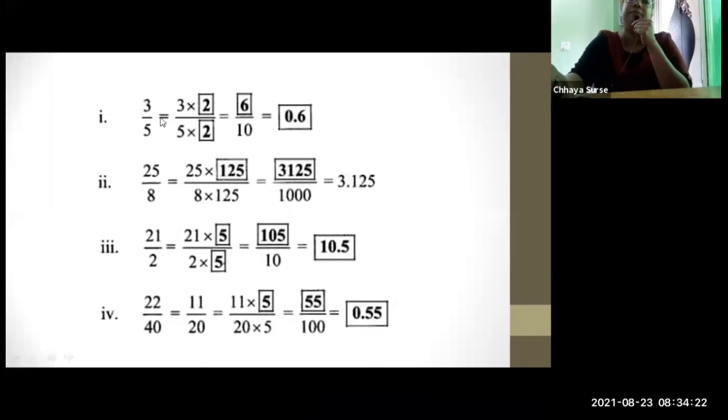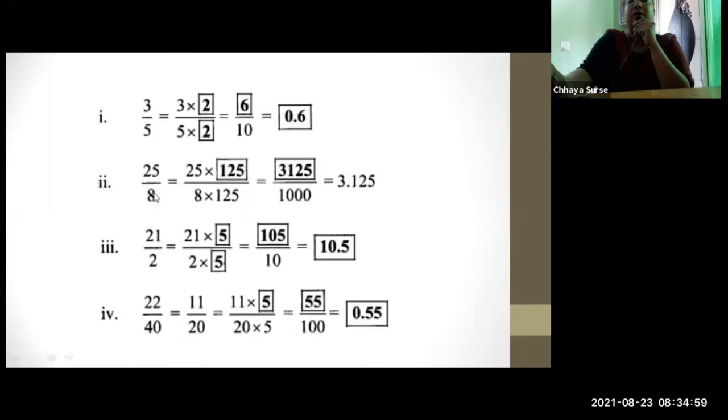Now see here, 3 upon 5. So 3 multiplying by 2 and 5 multiplying by 2, so the fraction is 6 upon 10. So one 0 is here. That's why we are taking the decimal point before the 6, 0.6. Understood? Don't write 6.10. You see only the number of 0s, and the number of 0s is one. That's why the decimal place is also 1 digit.